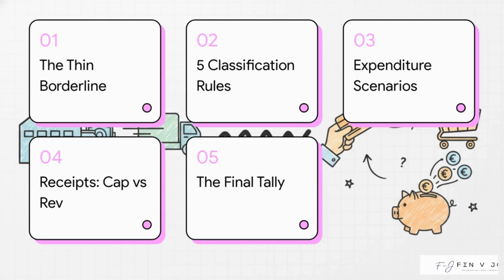First, we'll cover the thin borderline. Second, the 5 rules of classification. Third, we'll dive into solving expenditure scenarios. Fourth, we'll look at capital versus revenue receipts. And finally, the final tally to bring it all together.